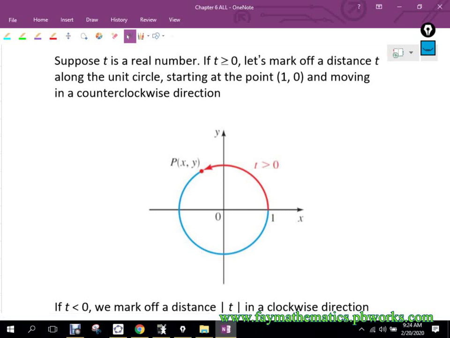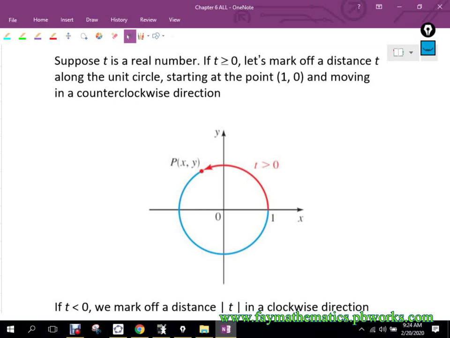Yeah. Okay? So if we read this, it says, suppose t is a real number. It says if t is greater than or equal to 0, we mark off a distance t along the unit circle. So what they're doing here is that they're going to allow t to be a distance of this arc. Does that make sense? Okay. So they're going to measure some distance t, and if it's positive, they're going to move counterclockwise, which is the same movement that we moved when theta was positive in chapter 5, right? Okay.